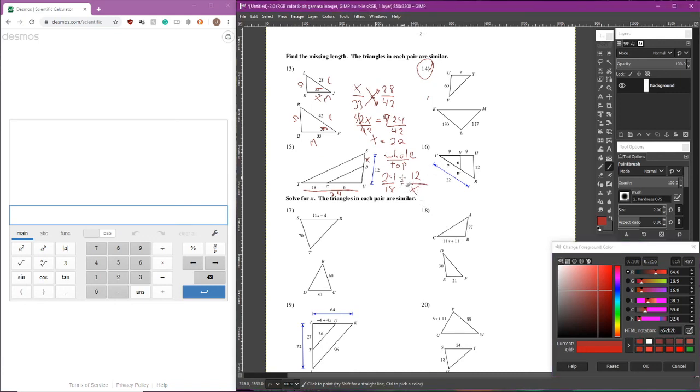Okay, just like before, we're going to cross multiply. And 24 times x is 24x. I'm going to take it over here because I'm running out of space. And 18 times 12 is 216. Then I want to divide away my 24.